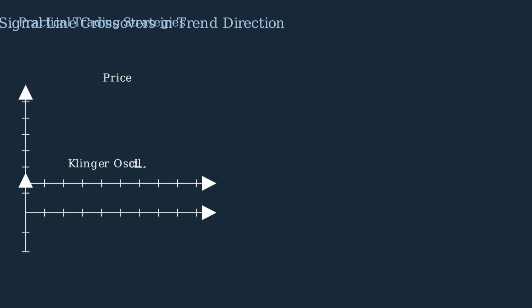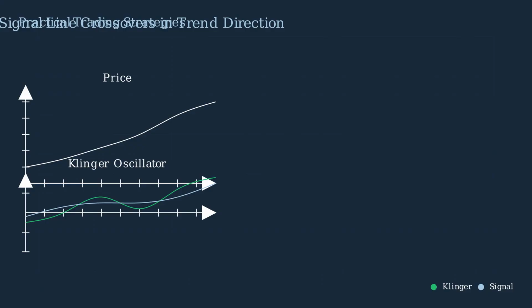Our first strategy focuses on trading signal line crossovers that occur in the direction of the overall trend. Here we see an uptrend in price action. The Klinger oscillator consists of 2 lines, the faster Klinger line and the slower signal line. When the Klinger line crosses above the signal line during an uptrend, it generates a bullish signal that aligns with the trend direction. Notice how subsequent crossovers in the same direction provide additional entry opportunities as the trend continues.